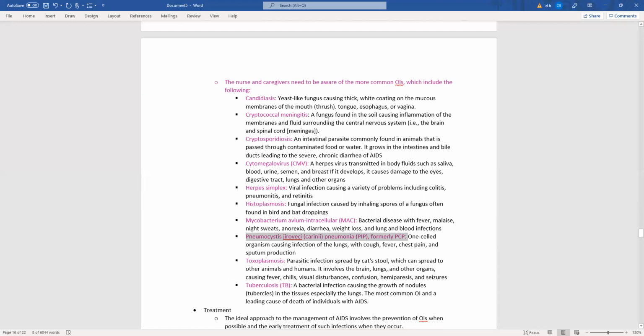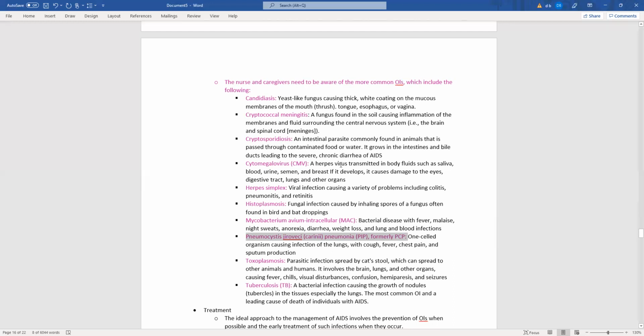Cryptococcal meningitis. This is a fungus that is found in the soil, causing inflammation of the membranes and fluids surrounding the CNS, which is the central nervous system, the brain, and the spinal cord, meninges. This is cryptosporidiosis, and it's an intestinal parasite commonly found in animals that is passed through contaminated food or water. It grows in the intestines and bowel ducts, leading to severe chronic diarrhea, or diarrhea of AIDS.